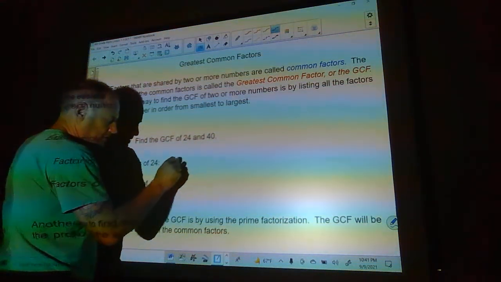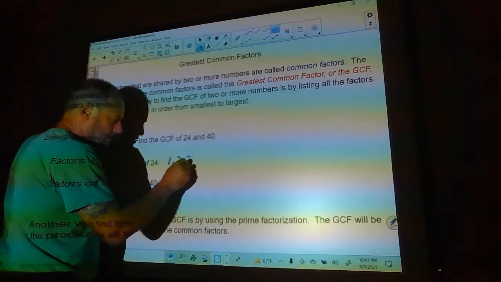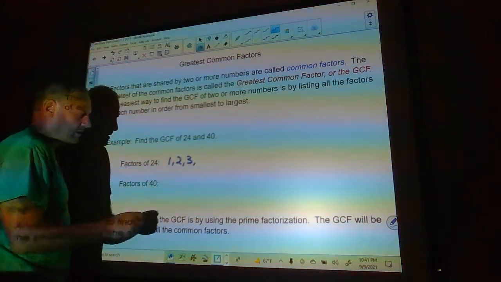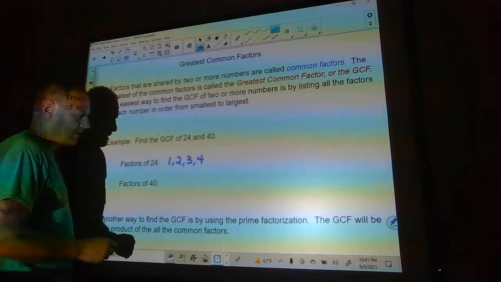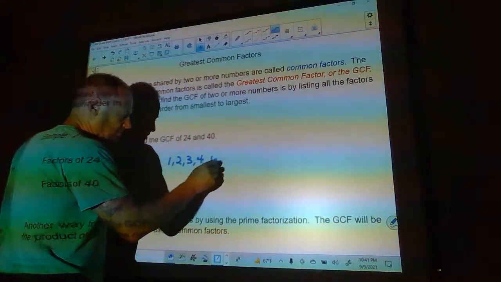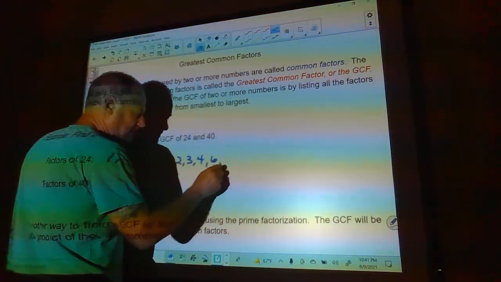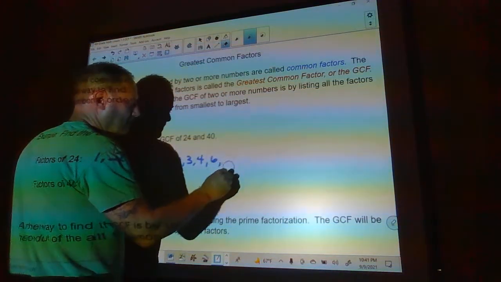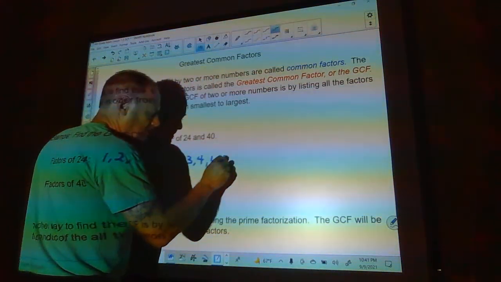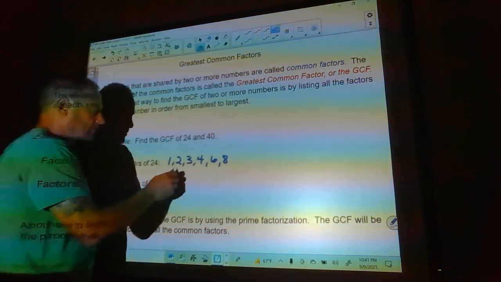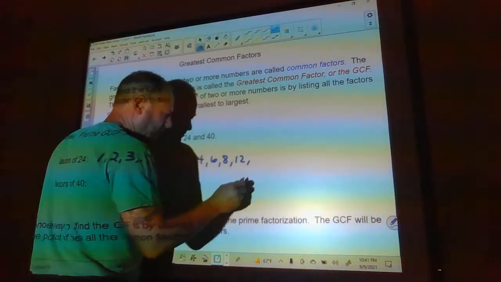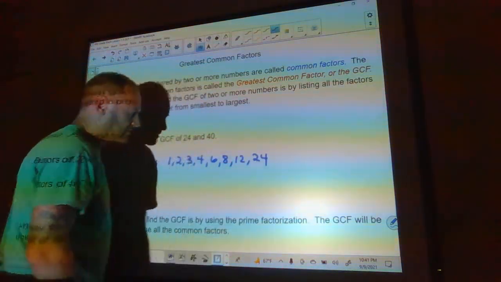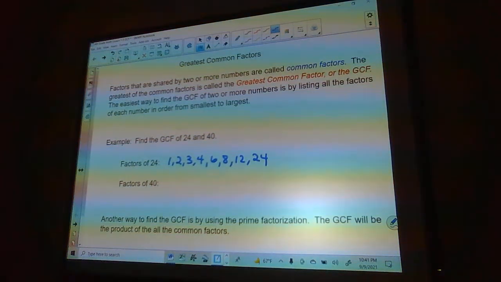1, 2, 3, 4, 6. 4 times 6 is 24, 3 times 8 is 24, 2 times 12 is 24, and 1 times 24 is 24. So there's all the factors of 24.